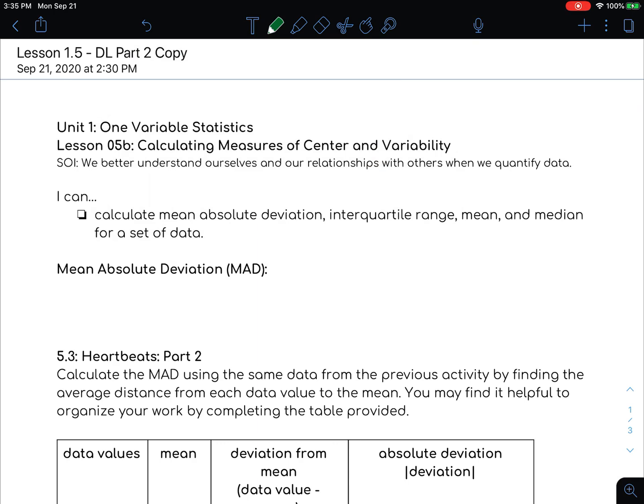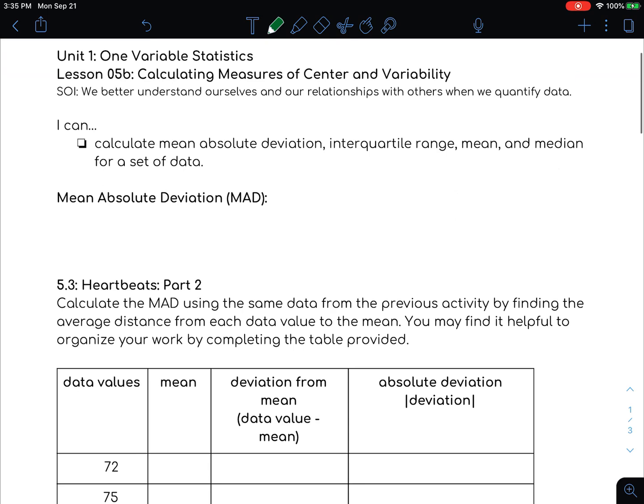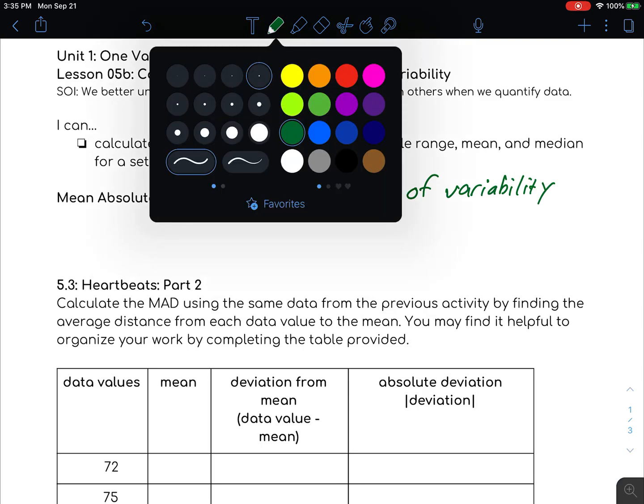There's another measure of variability that will eventually kind of lead us into some other ideas later on in statistics, and that's called the MAD, M-A-D, the mean absolute deviation. So the MAD is a measure of variability, and it's a different measure of variability than the IQR. They both give us some information about how changeable a data set is.